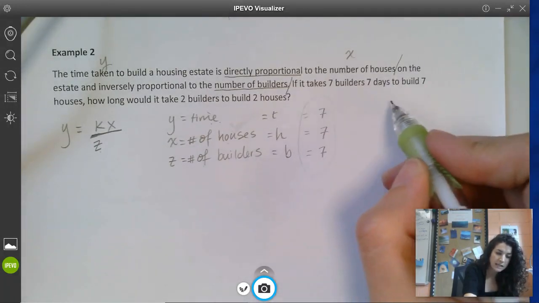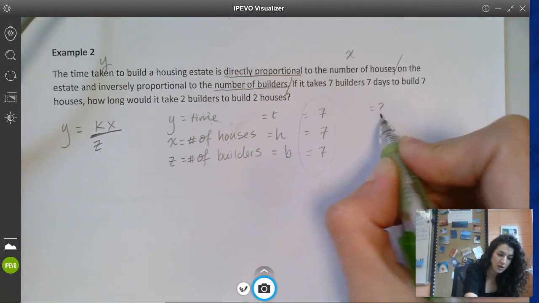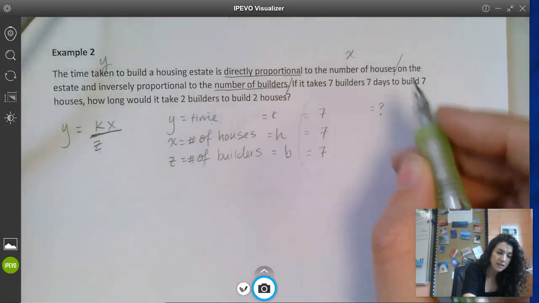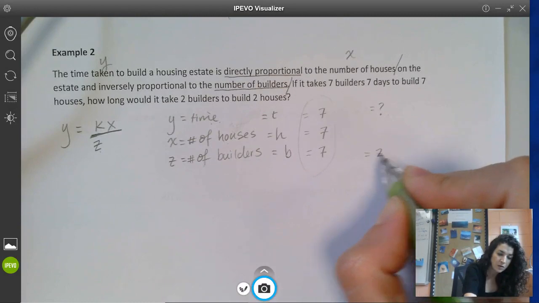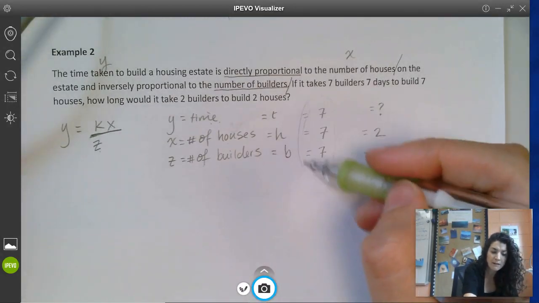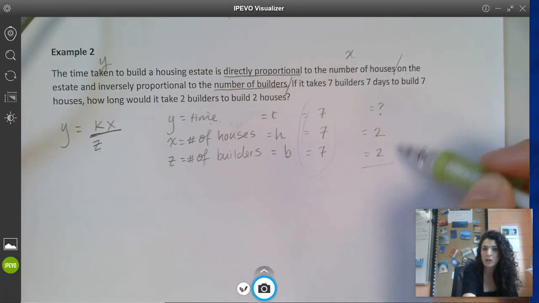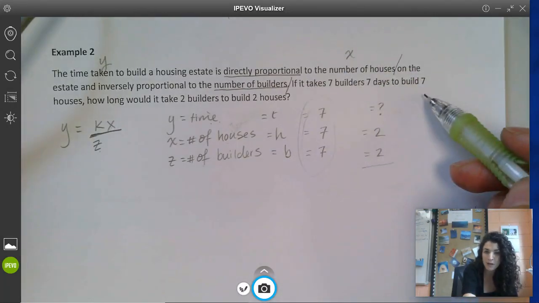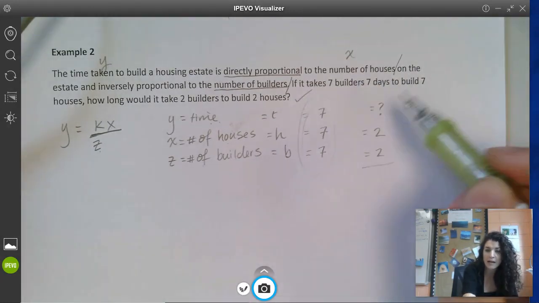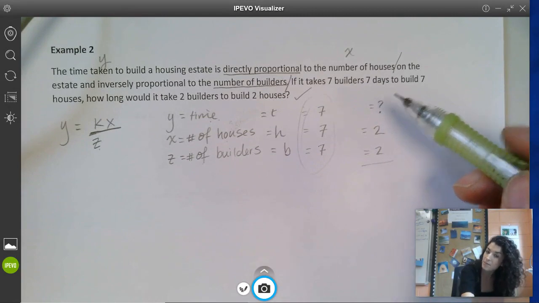Okay. It says, how long will it take? So, how long is a question mark, time is a question mark, to take 2 builders, so 2 builders, 2 houses. So, I'm given some information, and then I want to find some information. I've just taken all of that information and encapsulated it in a quick and easy to read format.